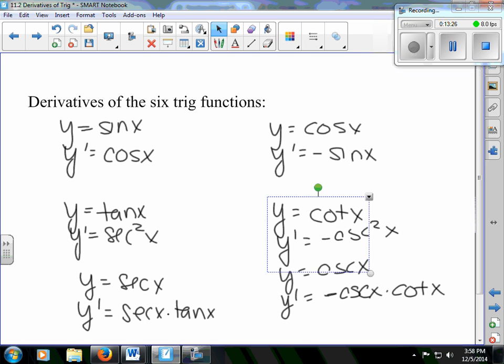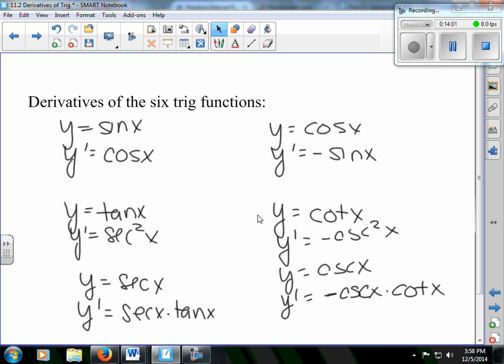So starting here with y equals cotangent of x. If y is the cotangent of x, then the derivative of cotangent is negative cosecant squared x. And another one we haven't learned yet, y equals secant of x. If y equals secant of x, then y prime is secant x times tangent x. And finally, if y equals cosecant of x, then y prime is negative cosecant x times cotangent of x.